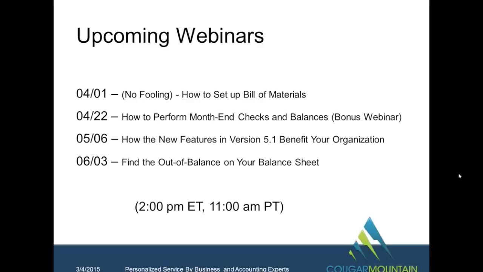So any of you that registered on April 1st for the new features, you'll need to re-register for May 6th to see that webinar. If you want to stay tuned on April 1st for the bill of materials, you don't have to re-register again for that. And then June 3rd is to find the out of balance on your balance sheet. So here we go. We were talking about out of balances. Be sure to tune in on June 3rd. We'll talk about how to narrow those down and how to fix those.